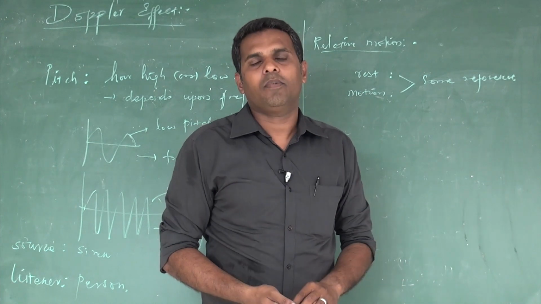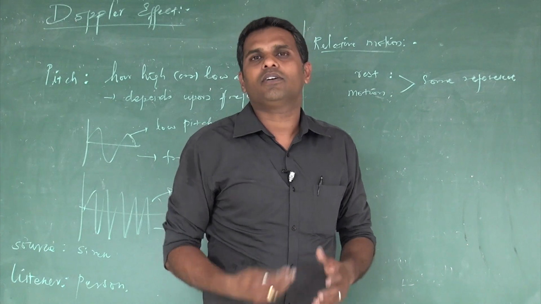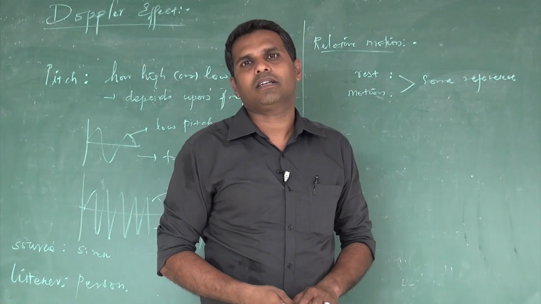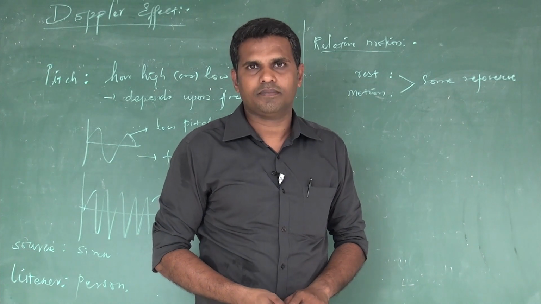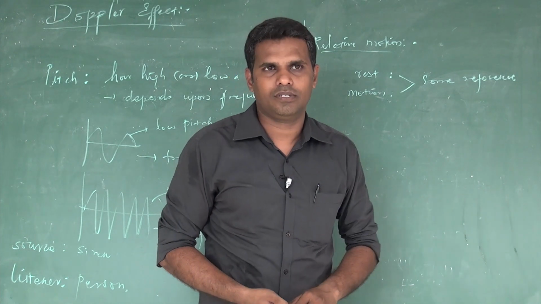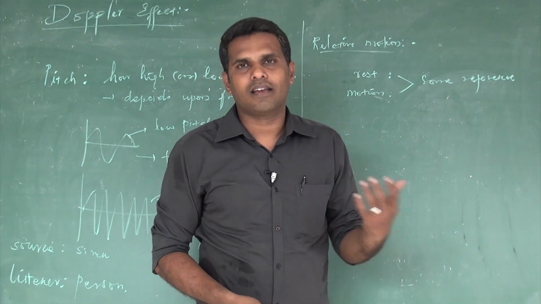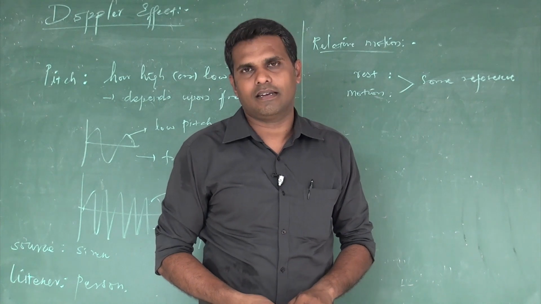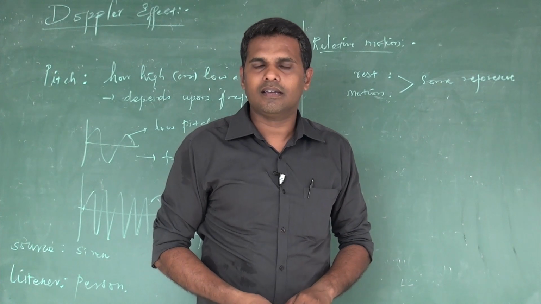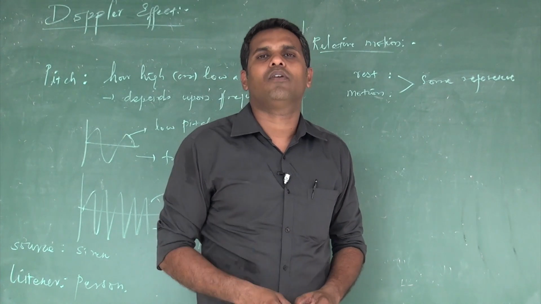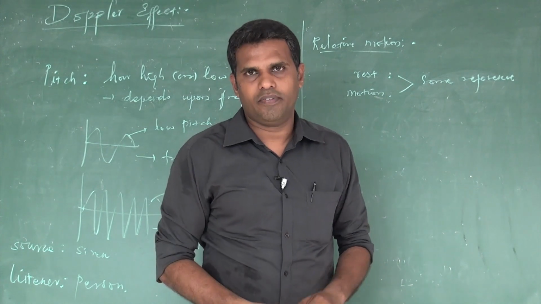This is what we call the Doppler effect, because it was first observed and explained by Christian Doppler, an Austrian mathematician and physicist. He explained how and why there is a change in the frequency. We can define the Doppler effect: whenever there is a relative motion between the source and the listener, the frequency of the sound waves heard by the listener is different from the frequency of the sound waves produced by the original source. This is called the Doppler effect.